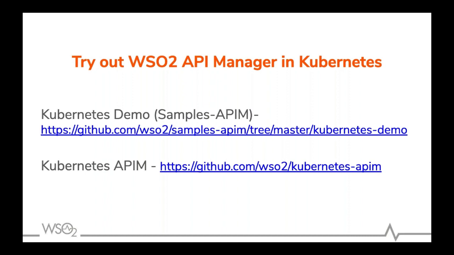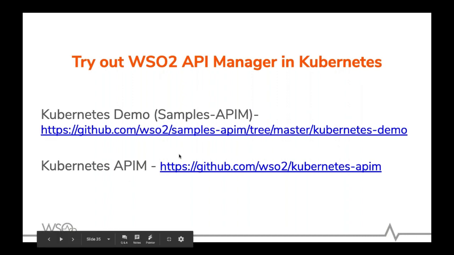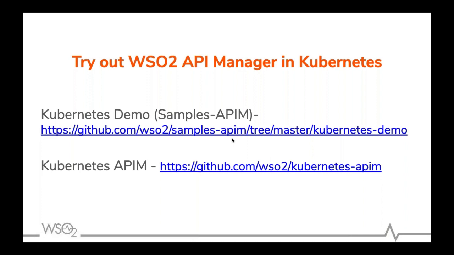If you want to try this out and deploy API Manager in Kubernetes, you can use the samples APM repo. If you go to this link, you can follow the instructions that Andrea followed. In samples APM, you have specific scripts to deploy APIs, get tokens, and invoke the API. So those scripts are there.